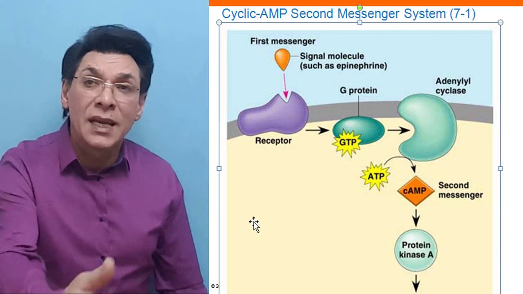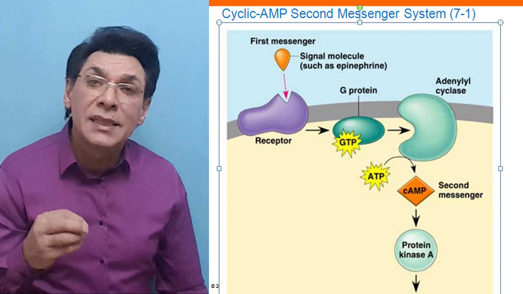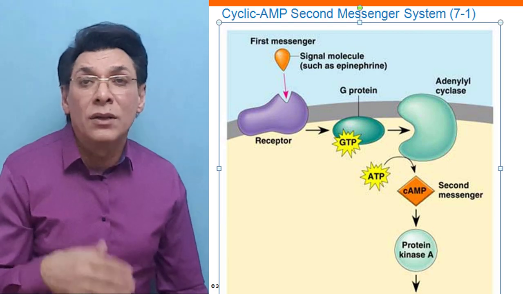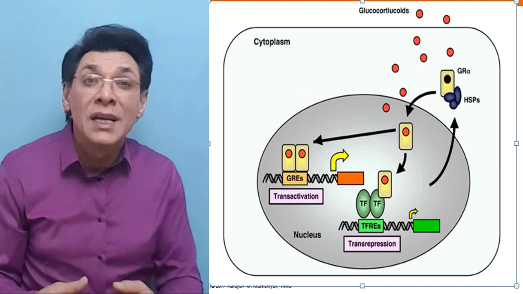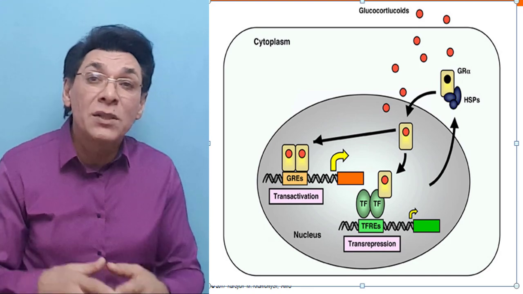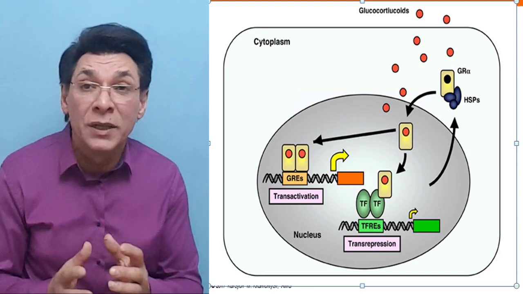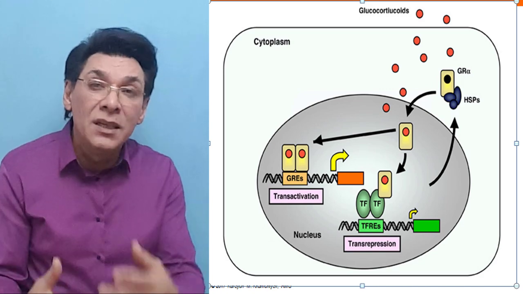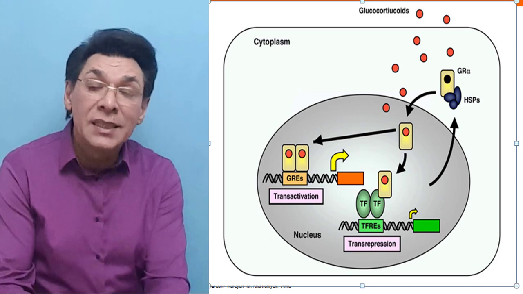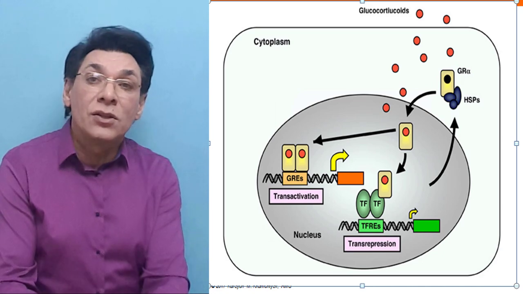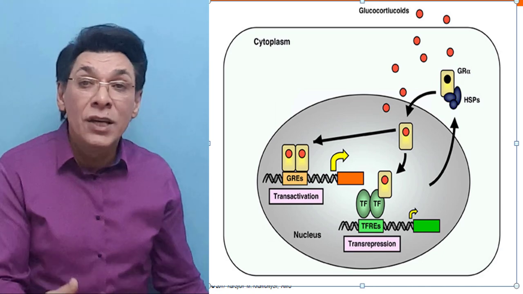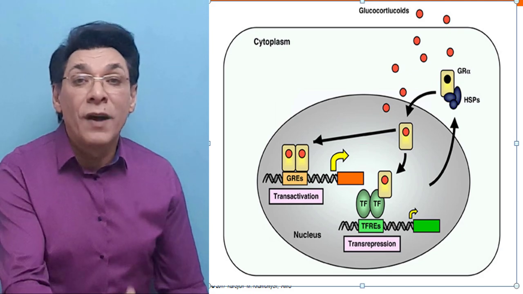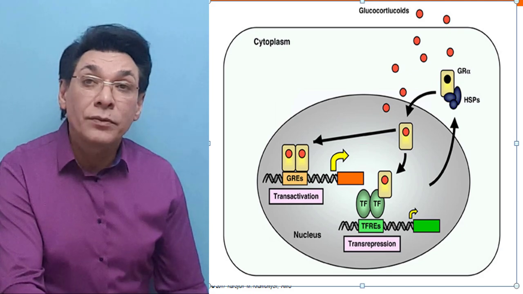Intracellular receptors, second group, receptors inside the cytoplasm or nucleus. For thyroid and steroid hormones, which are lipid soluble, they form a hormone receptor complex that activates or inactivates specific genes, alters the rate of mRNA transcription, and changes the structure or function of the cell.